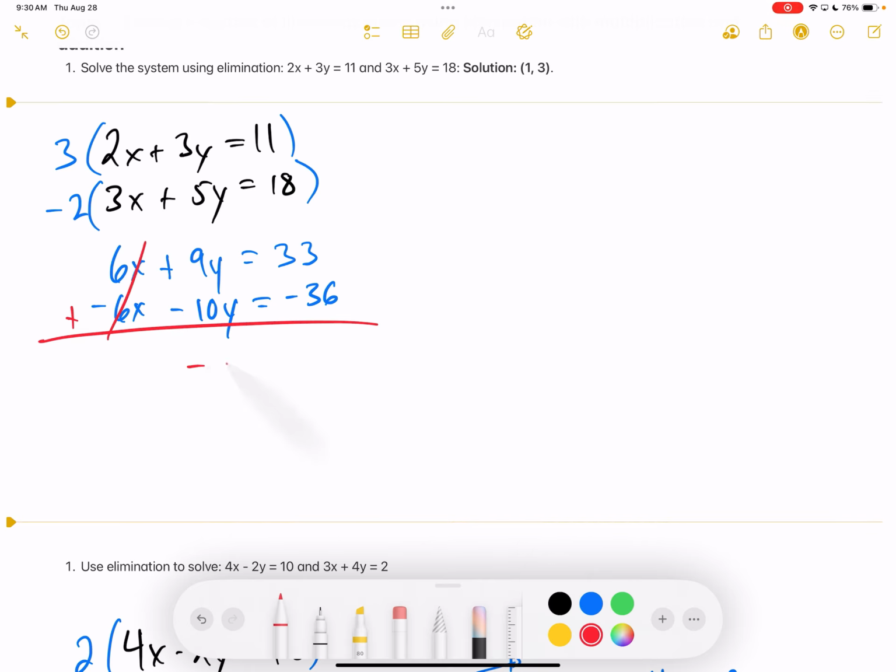9 minus 10 would be -1y, and 33 minus 36 would be -3. If you ever get down here and you have an x and a y still, then you did something wrong. You want to make sure one of the variables cancel out. So I divide by -1, and I get y equals 3.